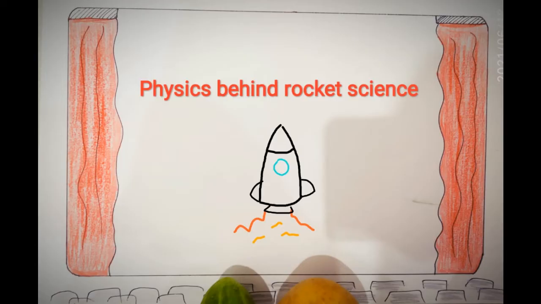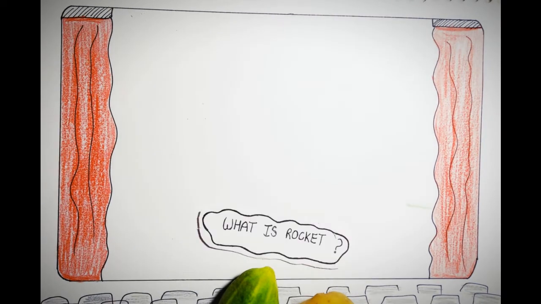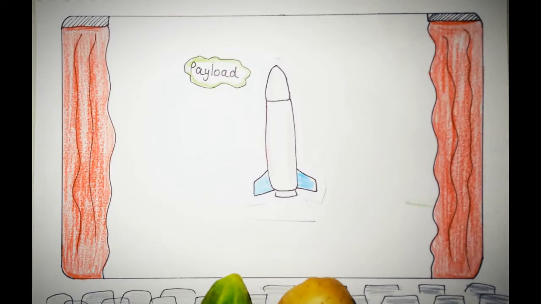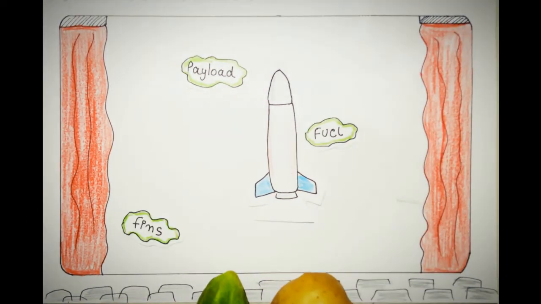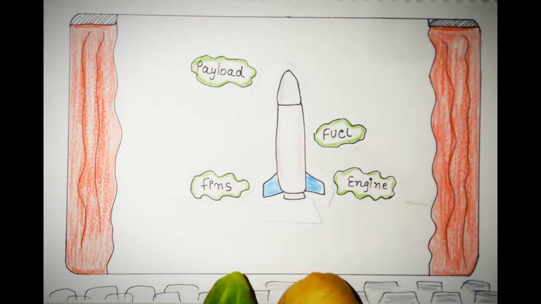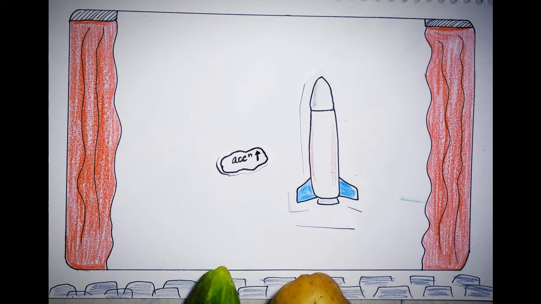Physics behind rocket science. What is a rocket? See, a rocket is a vehicle which contains basically four parts: payload, which carries the object to be launched, fuel, fins which provide stability and control, and finally an engine where the combustion happens. A rocket is a vehicle which provides acceleration to itself, increases its velocity by itself.